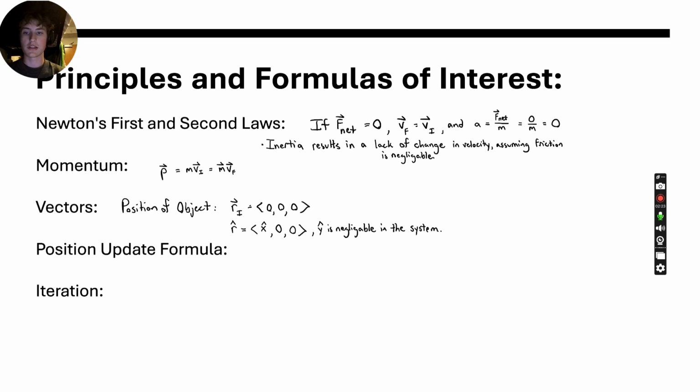The position update formula is also used throughout the experiment to indicate whether the object has moved a certain distance, and as indicated, since force net is 0, there will be no change in the velocity, meaning the final position in the x dimension will equal the initial position in the x dimension plus the velocity in the x dimension times the time.